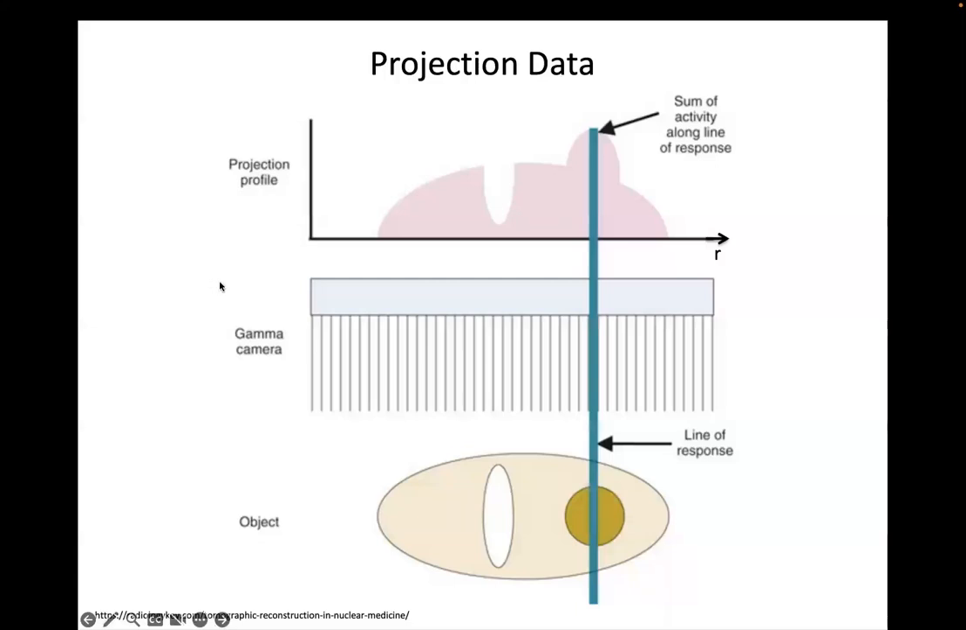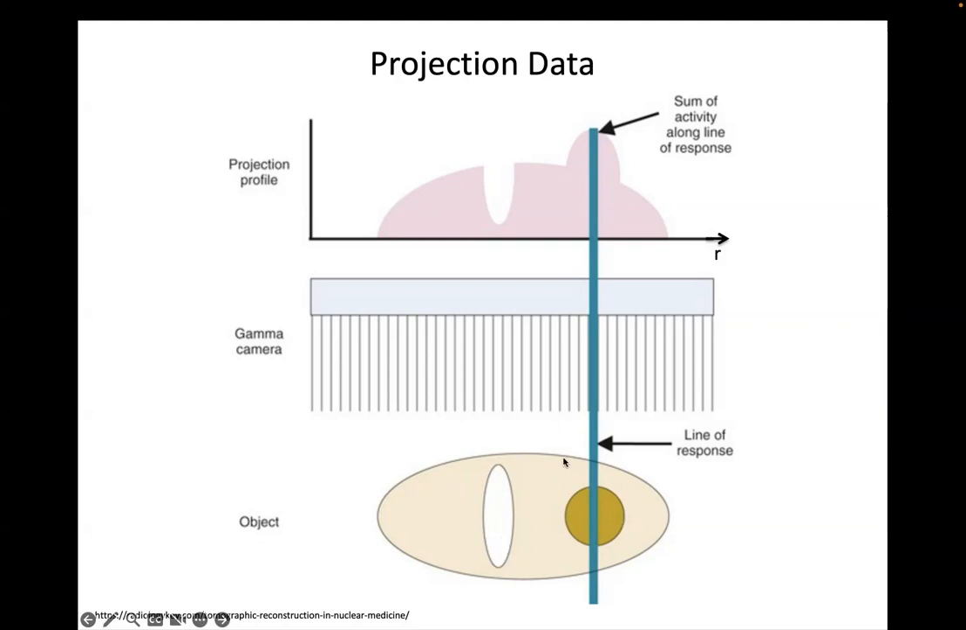So what does the projection look like? Here's our gamma camera. This is R along this direction. Here is a cartoon of an object we're going to image. And we have 3 levels of activation in this object. Inside this circle, we have high activation, so there are a lot of photons coming out of this. This is a hole in the object, so there are no photons coming out of this ellipse here. And then there's a background level in the patient.